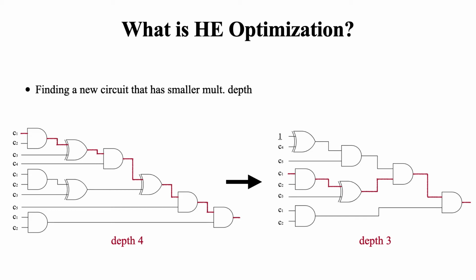So, now we can define what HE optimization is. HE optimization is finding a new circuit with the same semantics that has smaller multiplicative depth. For example, the below figure shows an example of HE optimization. Because their execution results are the same for all input cases, while the multiplicative depth of the left one is bigger than that of the right one.